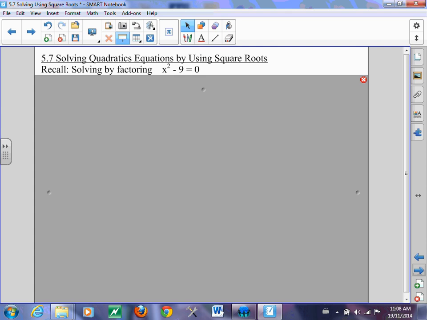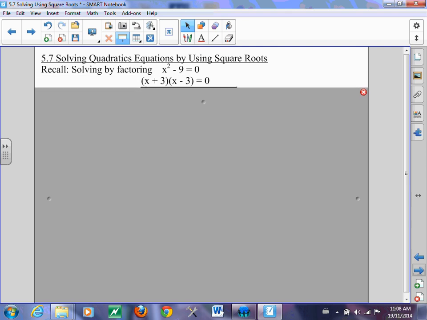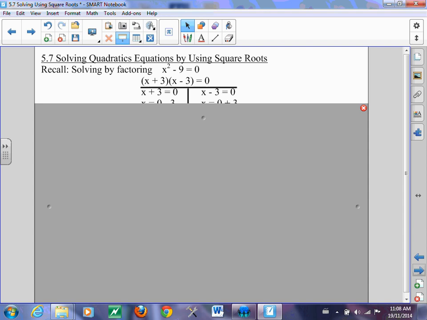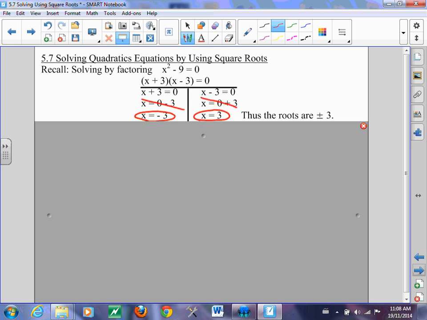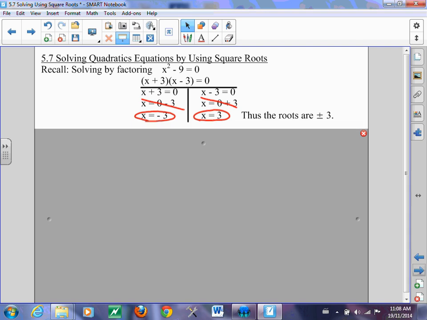Okay, so recall factoring x squared minus 9 equals 0. If we solve by factoring, that's a difference of squares method, one we didn't do in the warm-ups, which is x plus 3 times x minus 3. To solve it, you let each bracket equal 0, and you're going to end up with x equals negative 3 and x equals 3. I don't necessarily need that step, but if you need it to see what's going on, by all means, go ahead. Therefore, folks, the roots are plus or minus 3. So that's something that's new.